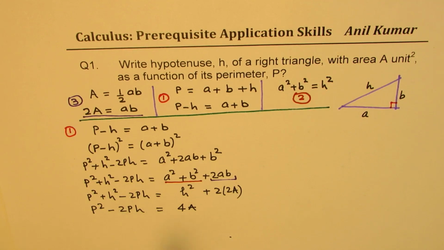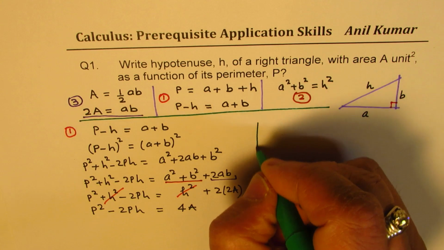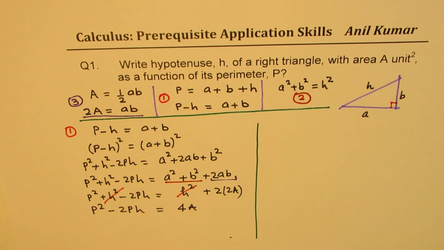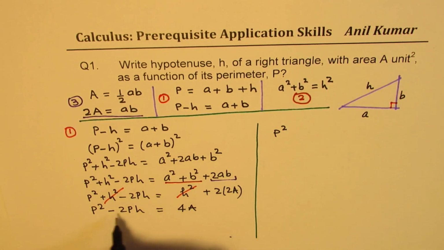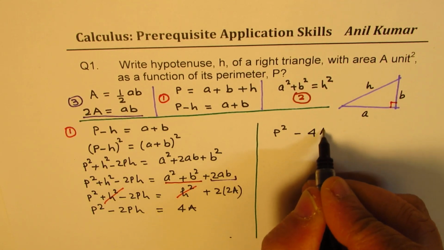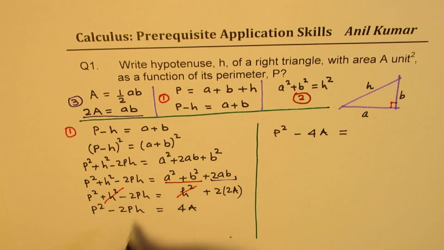So as you can see from here, what we did at this stage was cancel h square and h square. So we have p square minus 2ph equals 4a, correct? We need to write what h is. So we'll isolate h and bring all of the terms on the other side, correct? So let's rewrite this. We'll write p square, taking 4a on this side, so minus 4a equals 2ph.